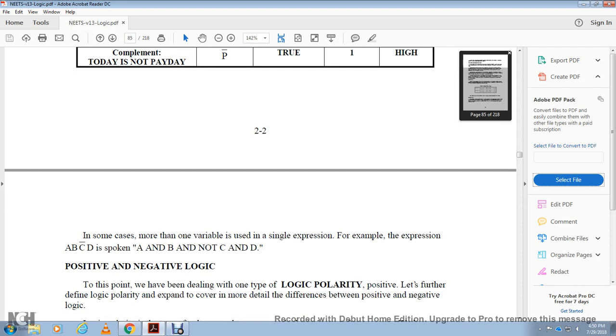In some cases, more than one variable appears even in a single expression. For example, the expression A, B, C overscore, D is read as A and B and not C and D.